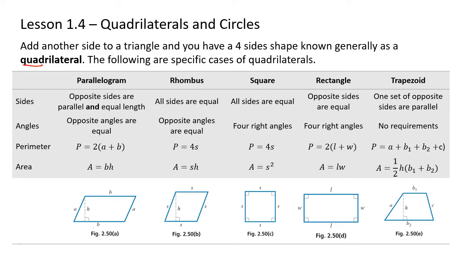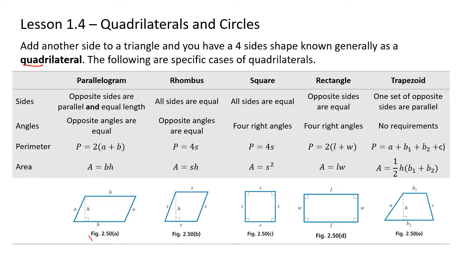For a square and rectangle, again, a square, all four sides are equal. All angles are at 90 degrees, therefore. Perimeter is the exact same as a rhombus, 4 multiplied by S, S being the length of one side, and the area being S squared. In other words, S multiplied by S, okay?